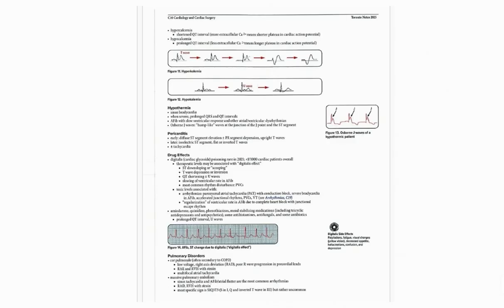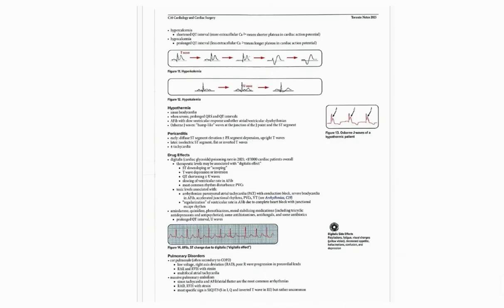Hyperkalemia. Now let's discuss hyperkalemia, one of the most important electrolyte emergencies. The ECG changes progress as serum potassium rises. Initially, patients develop tall, narrow peaked T waves, especially in the precordial leads. As potassium continues to increase, the PR interval becomes prolonged. The P wave becomes flattened and may disappear.